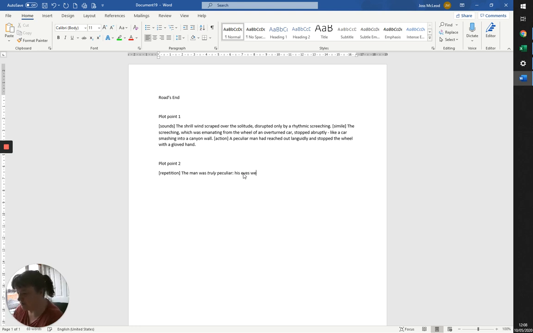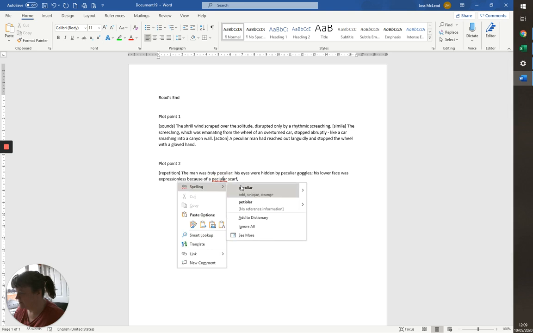Well, his eyes were hidden by peculiar, they're not glasses, are they? More like goggles. Are they like driving goggles people used to wear? I might put driving goggles. No, that's not as mysterious. I'm going to take that out. His lower face was expressionless. He's really blank, isn't he? Because of a peculiar scarf. Peculiar scarf.